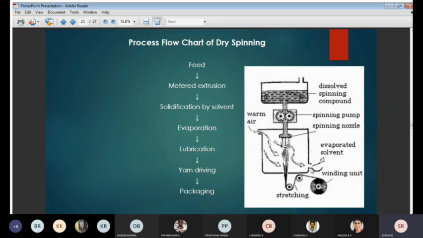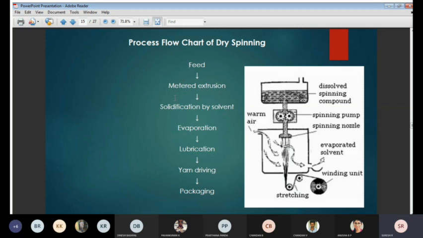So this is the process flow chart of the dry spinning process. Initially, we feed the polymer into the solvent and we get the solution. That solution is metered and extruded with the help of the pump.